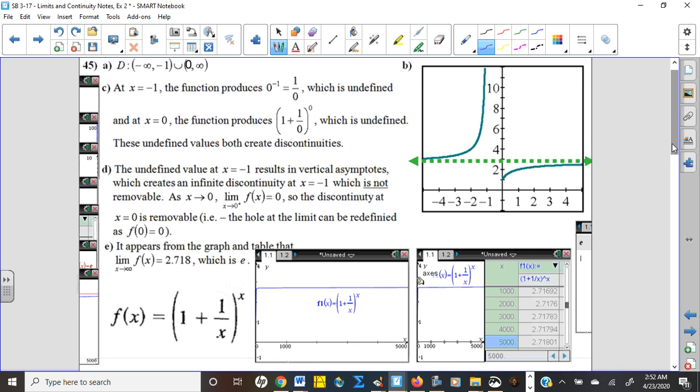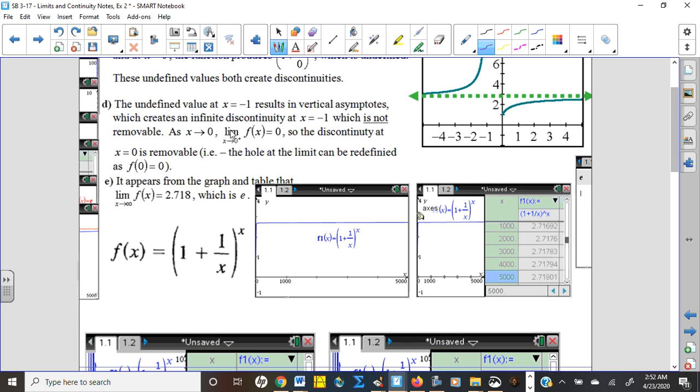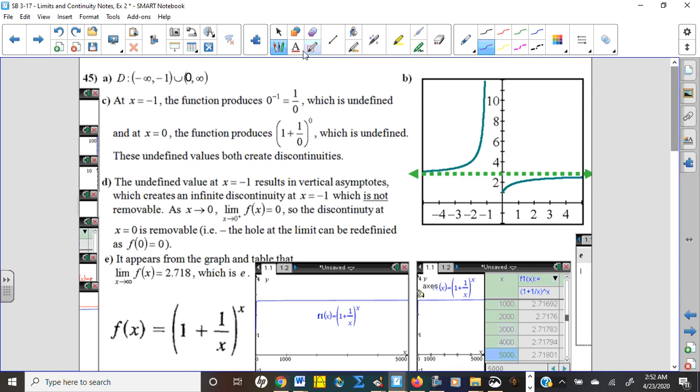Part D says, are either of the discontinuities removable? Well, the discontinuity at -1 is not, because as you can see in this graph, we're going to get a vertical asymptote, an infinite discontinuity that's not removable.